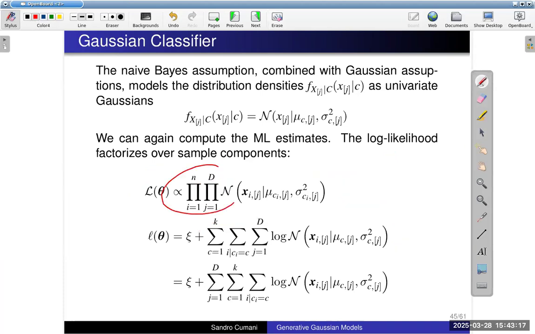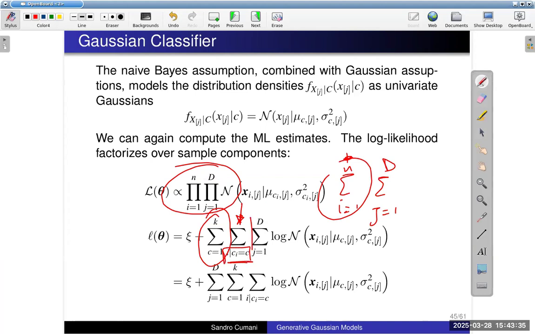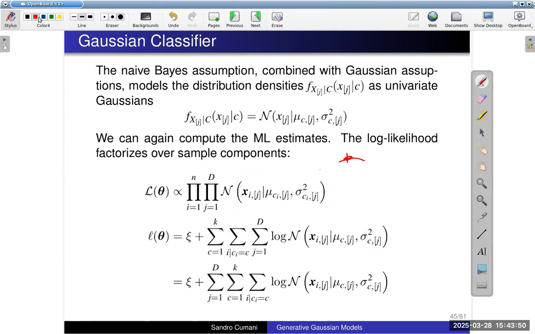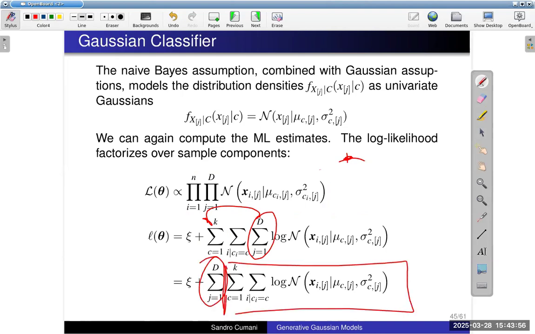Going to the log, this product becomes a sum. So I have a sum over samples and then a sum over components. The sum over samples, as before, I cast as a sum over classes followed by a sum over the samples that belong to that class. And this is the log density for the samples of that class, which is itself a sum of univariate log normal densities. And then I can rearrange the sum. I bring this sum outside and I get this expression. This is a sum over components of what? What is this expression?